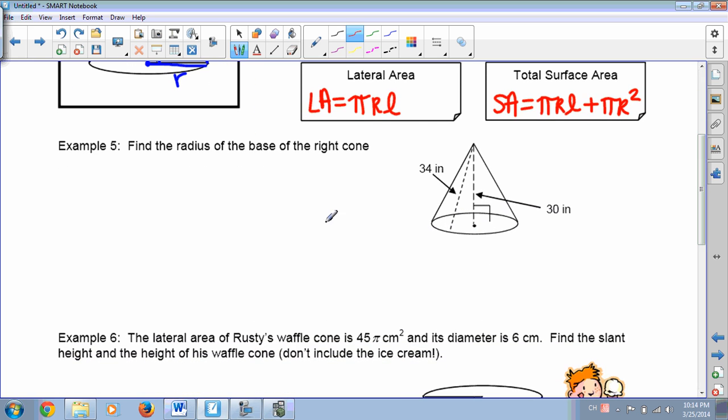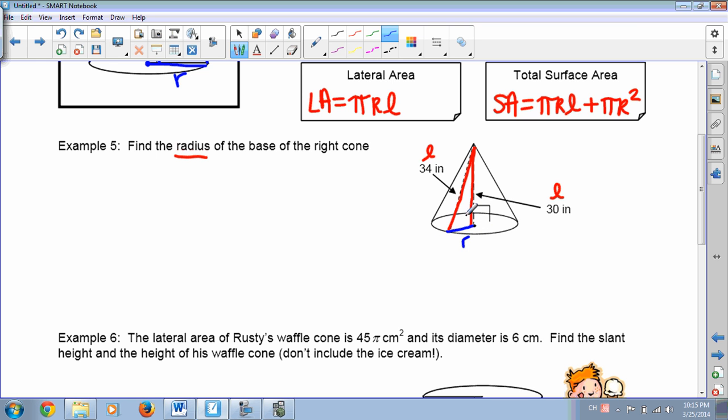Okay, let's go ahead and look at example 5. Find the radius of the base of the right cone. In this picture, we're not using lateral area or total surface area because all we're looking for is the radius. We already have the slant height, which is 34, and we already have the actual height, which is 30. So all we need is the radius, the piece from the center to the edge.